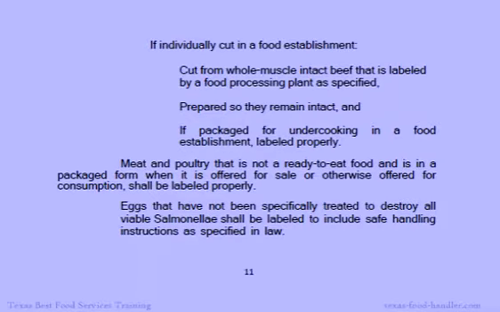If individually cut in a food establishment, cut from whole muscle intact beef that is labeled by a food processing plant as specified, prepared so they remain intact, and if packaged for undercooking in a food establishment, labeled properly. Meat and poultry that is not ready-to-eat food and is in a packaged form when it is offered for sale or otherwise offered for consumption, shall be labeled properly. Eggs that have not been specifically treated to destroy all viable salmonella shall be labeled to include safe handling instructions as specified in law.